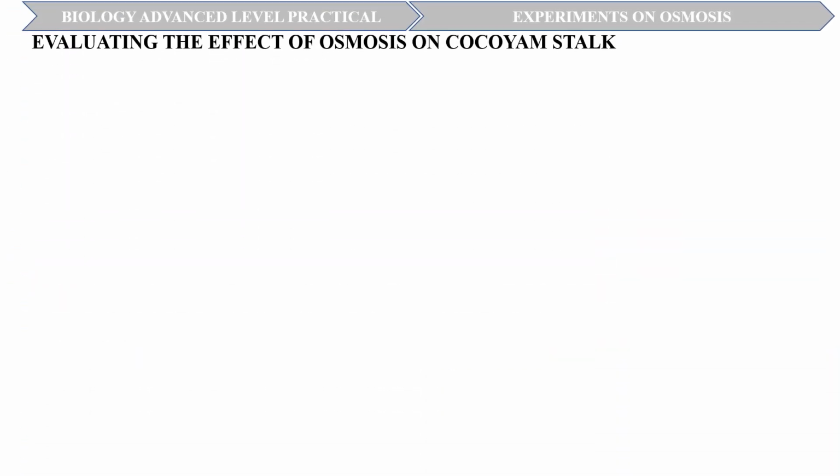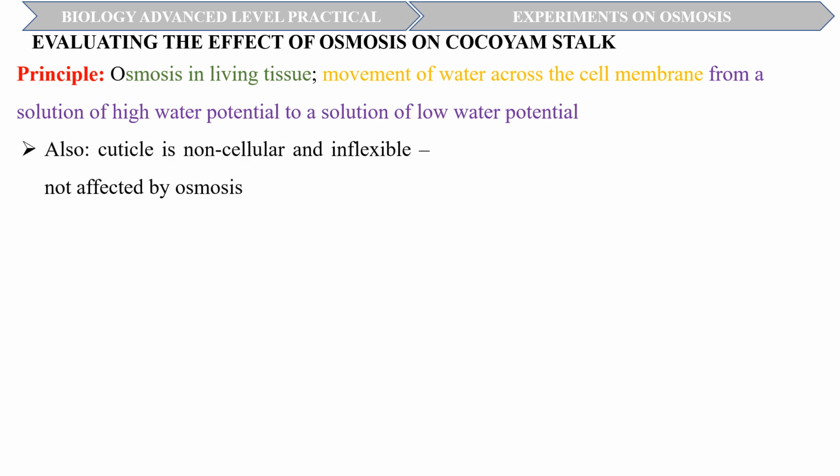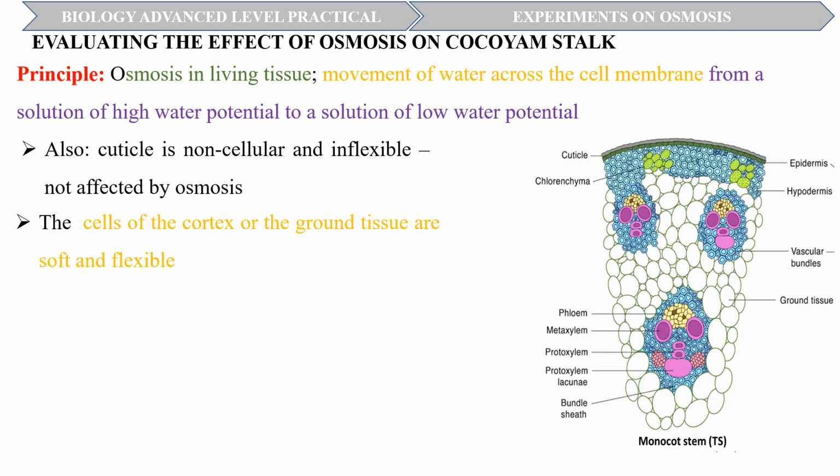This experiment is based on osmosis in living tissue. As a reminder, osmosis is the movement of water across the cell membrane from a solution of high water potential to a solution of low water potential. The experiment is also based on the fact that the cocoyam petiole has an outermost cuticle, which is non-cellular and rigid, and thus does not respond to osmosis. This cuticle covers inner hypodermal and cortical cells, which are living and flexible and can respond to osmosis.